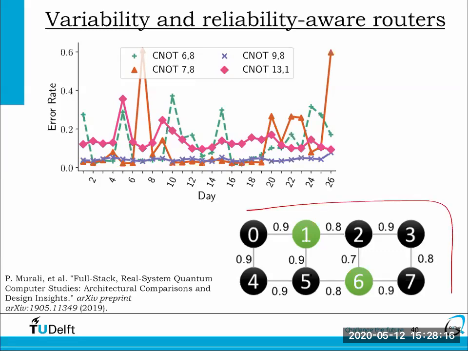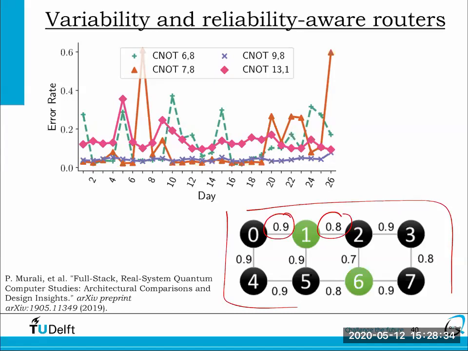Again, the numbers here represent the fidelities between each pair of qubits, or the fidelities of a CNOT between those pairs of qubits. So whenever they want to route a qubit or to find a path, what they do is choose the path that has the highest fidelity.